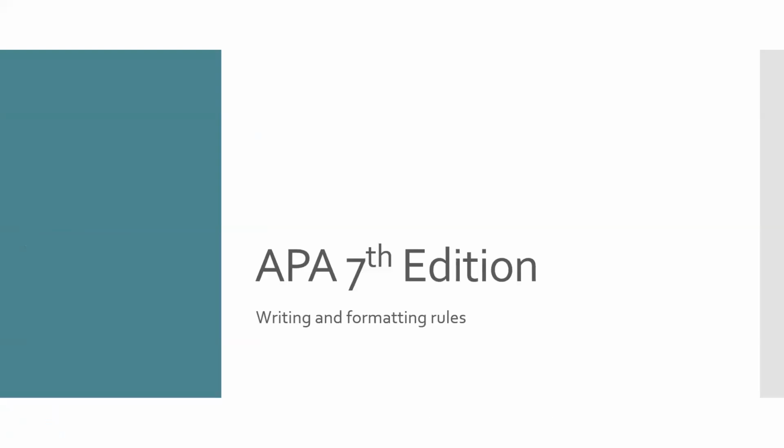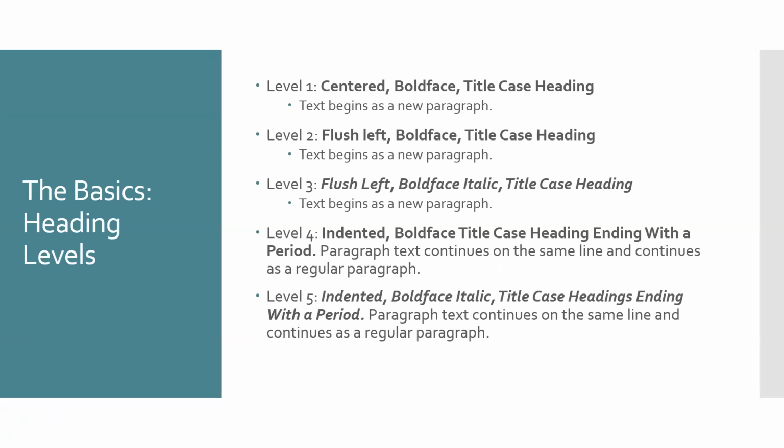Awesome. So that's just the basics of references. Now we're going to go into the specifics of APA 7th edition, the writing and formatting rules. The first thing I wanted to talk about is the level headings. In APA 7th edition, we have 5 headings. I guess there are more technically. I think it goes up to 7. But really the first 5 are the ones that we use the most.